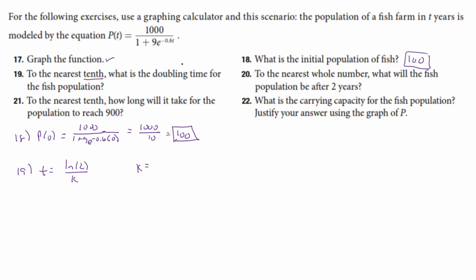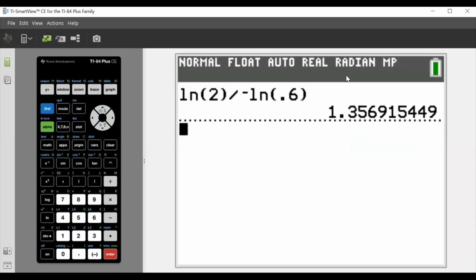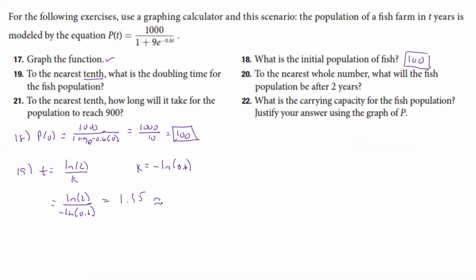Well, k, that is going to be coming out of this. And so we're going to have to say, okay, well, that's going to be equal to minus ln of the 0.6. Okay. Now, do we actually need to calculate it here? Now, let's just plug it in here, and then we can calculate what that is once we plug it in there. And so that's going to be ln of 2 over negative ln 0.6. And so if we plug that into our calculator, let's clear that. So we have ln of 2 divided by negative ln of 0.6. We get 1.35, and it said to the nearest 10th, so that was going to be 1.4. And this is going to be in years. So that's how long it's going to take to double our fish population.